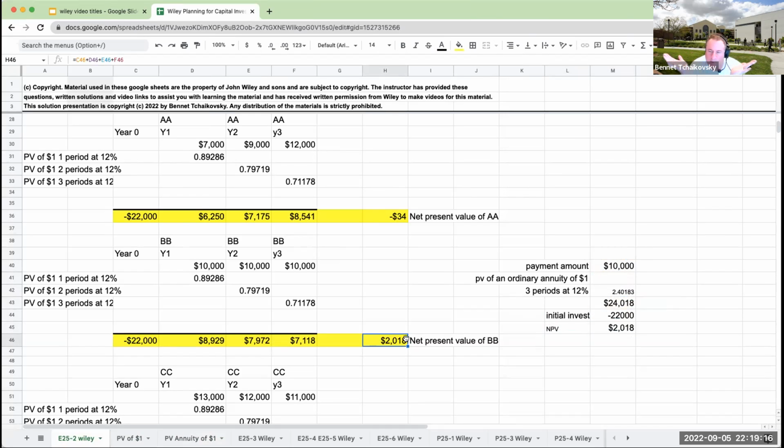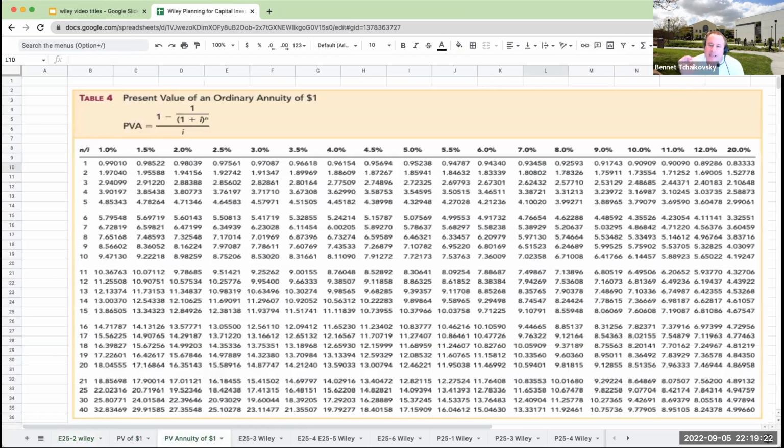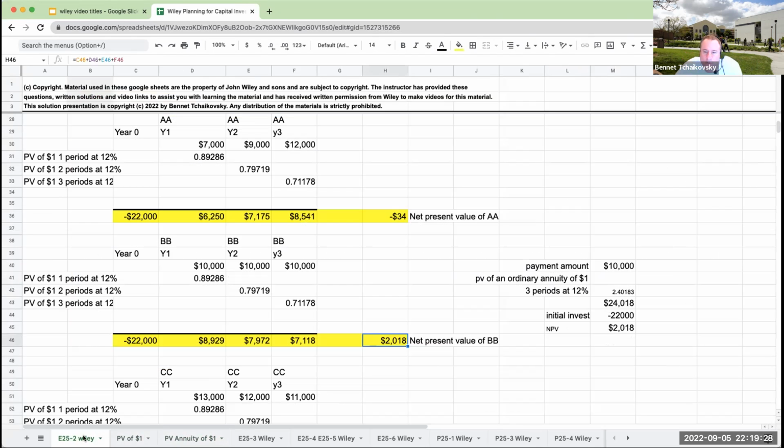Is this the same number? The answer is yes. So what's great about this table is that if we have the same dollar amount being paid year after year, we can go ahead and use this present value of an annuity table. We can't use it up here because it's not the same dollar amount year over year. We can't use it here, but this is how we're doing it.